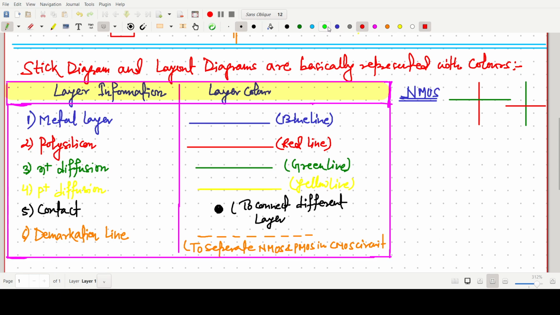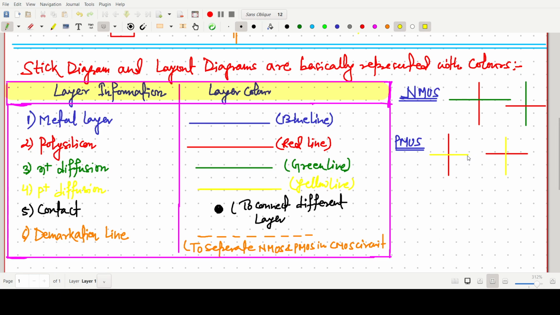Now if we talk about PMOS, in PMOS, one red color. All of these are PMOS. Clear? And there we don't have to put a dot, otherwise it will be wrong. So red over the green, green over the red. So this is PMOS. Now these are the enhancement ones.